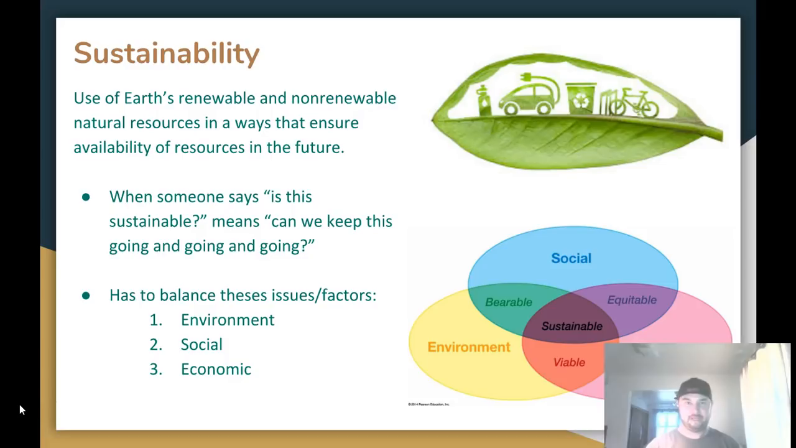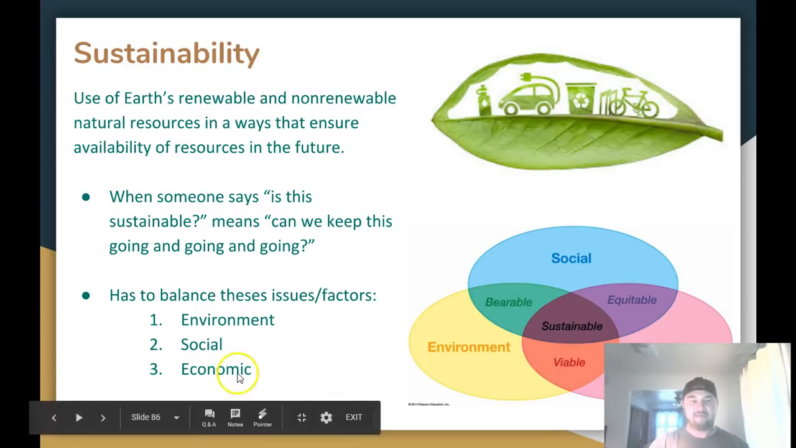And then economically, is it affordable? We have technology all over the world that can solve many of our environmental issues, but it's really, really, really expensive. So we need to have a balance between: is it going to be okay for the environment? Do we socially want it in our lives? Is it going to make everyone a little bit equal? And then economically, can we afford it? All right, you have to have a balance between those. When you have that balance, it is sustainable because you can keep it going.